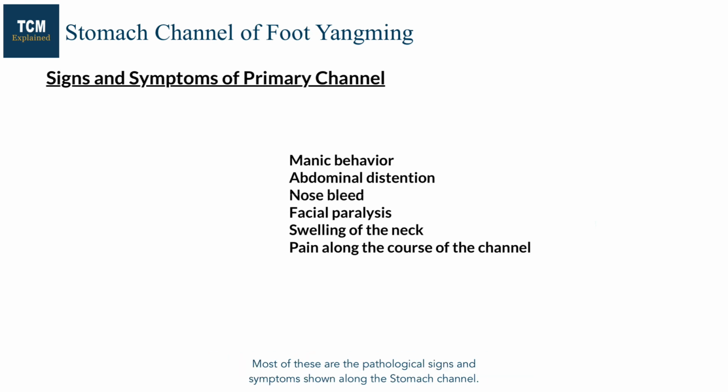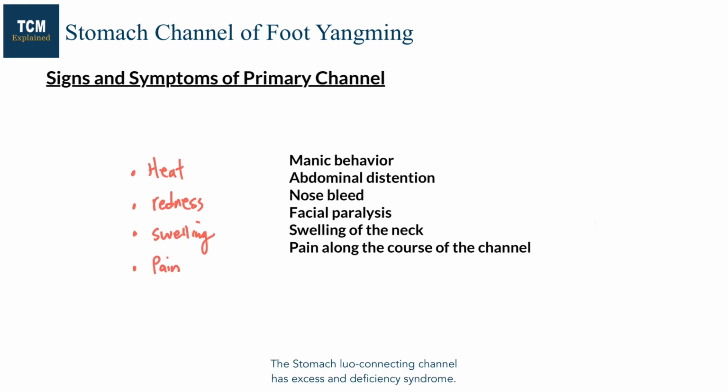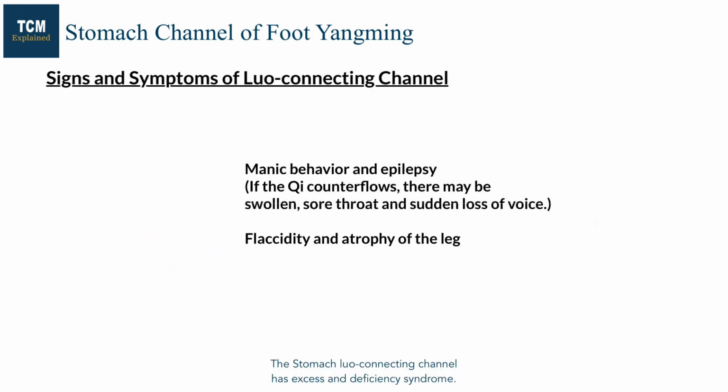Most of these are the pathological signs and symptoms shown along the stomach channel, and the quality is that of heat, involving redness, swelling, and pain. The stomach luo-connecting channel has excess and deficiency syndrome. For excess, signs and symptoms include manic behavior and epilepsy. Also, if the qi counterflows, there may be a swollen, sore throat and sudden loss of voice. For deficiency, signs and symptoms include flaccidity and atrophy of the leg.